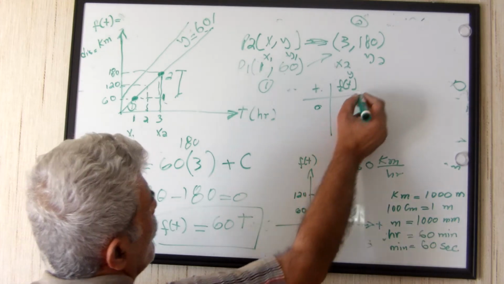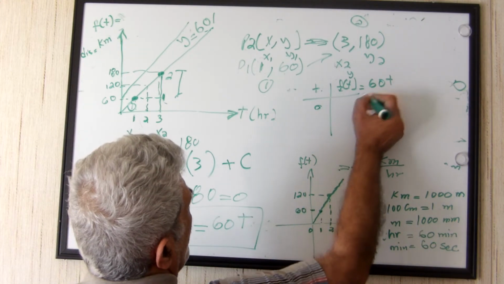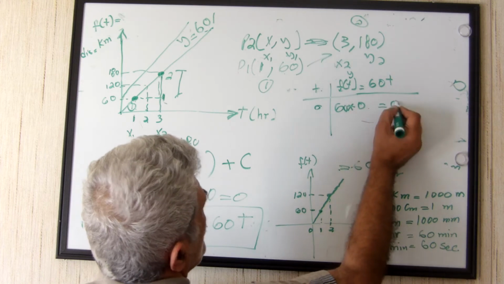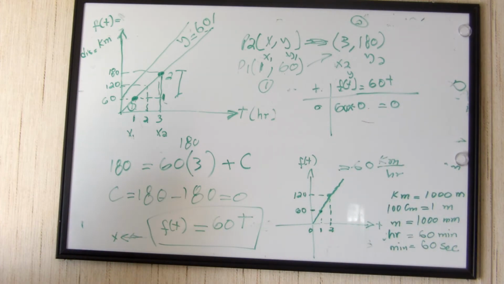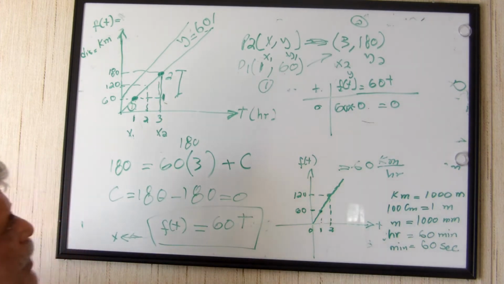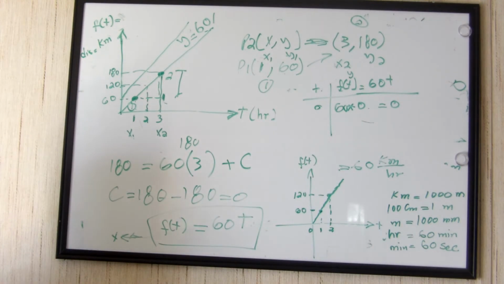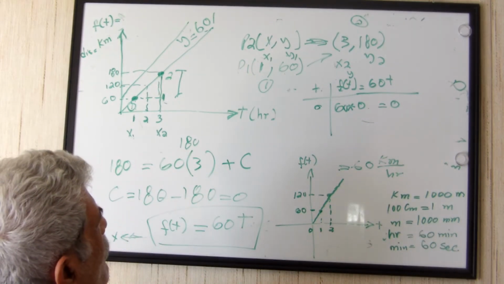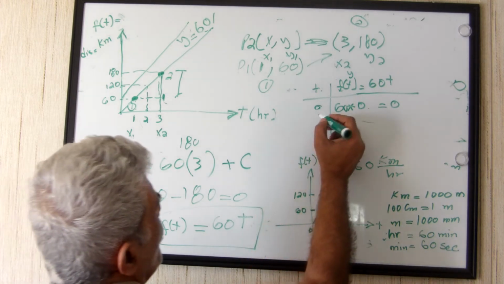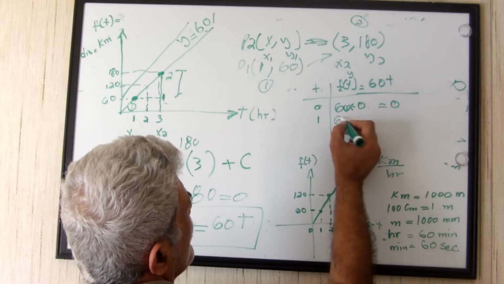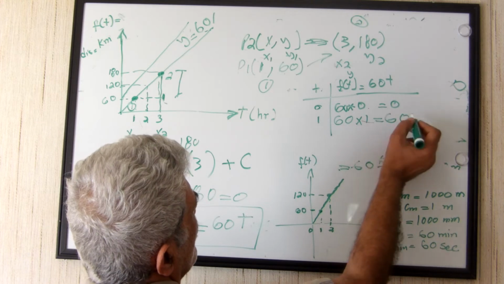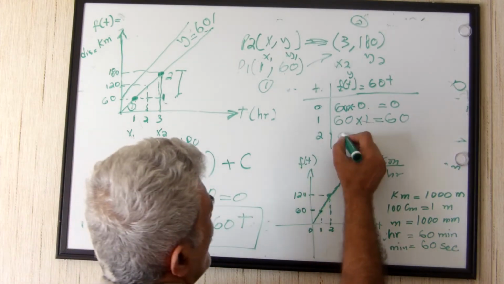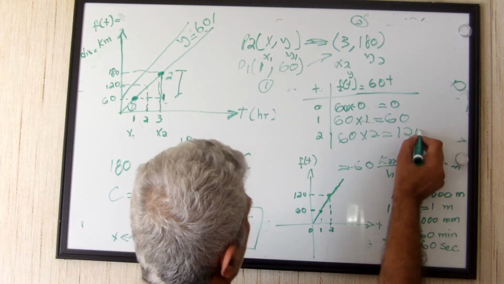t is 0. f of t was going to be? f of t is equal to 60t. And then 60 times 0 is going to be 0. Whatever number you multiply by 0 is going to be 0. 0 means there is nothing. So if we put 1, this is going to be 60 times 1, which is 60. And if it's 2, it's going to be 60 times 2, which is 120. See here.